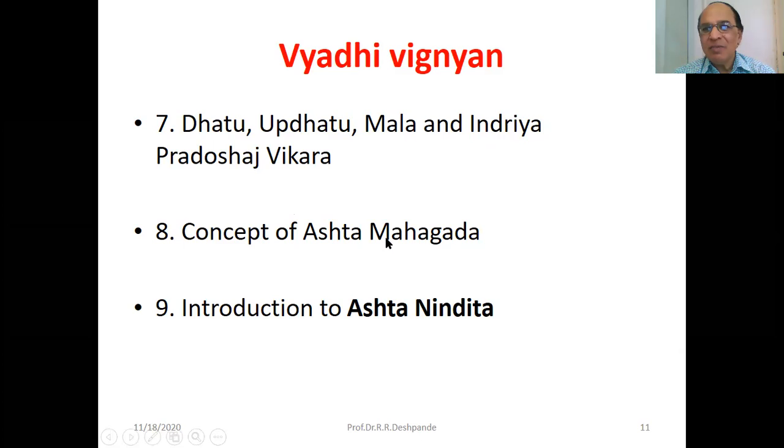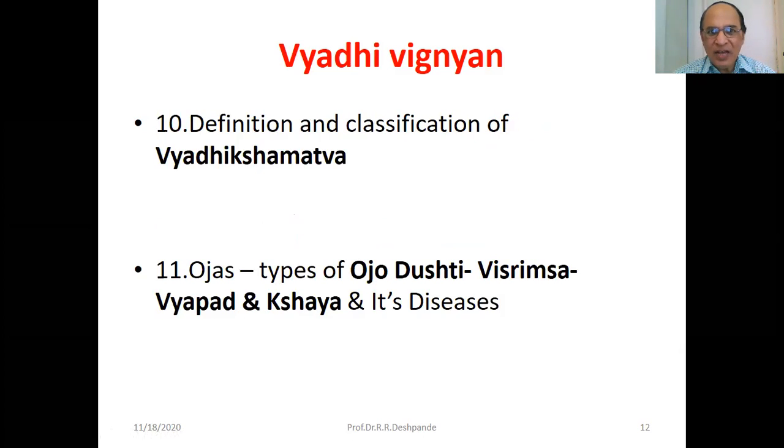Concept of Ashta Mahagad, Ashtau Mahagad. Introduction to Ashtau Nindit, hormonal imbalance, Atikrisha, Atisthula, Atikrisha, Atidirgha, Aloma, Atiloma. This is all obesity, low weight, all this contradictory, gigantism, dwarfism, all explained as hormonal imbalances in Ashtau Nindita, 4 pairs of the disease. Vyadhi Vignyan, definition and classification of Vyadhi Kshamatva, immunity in Ayurveda.